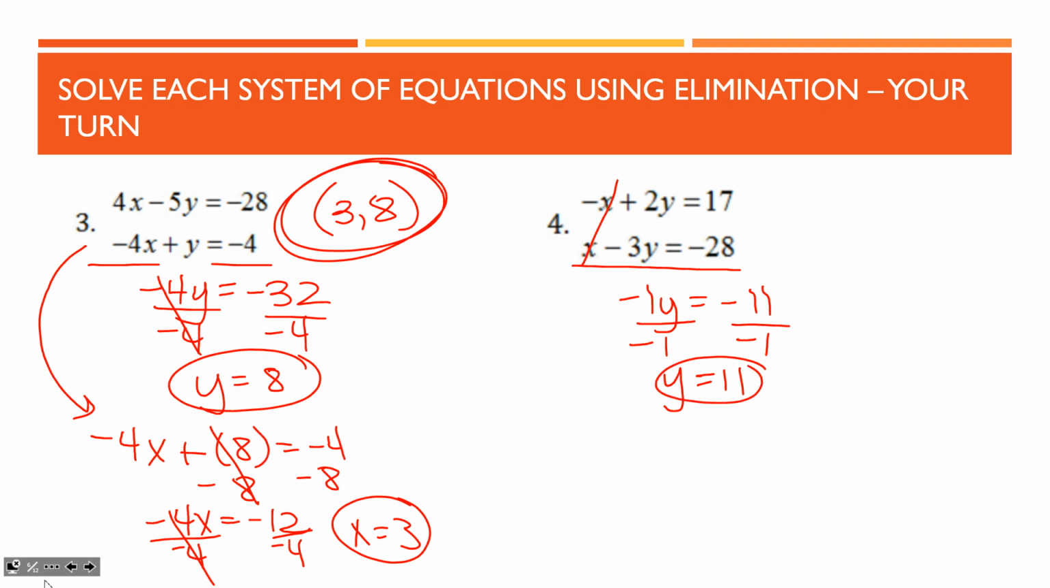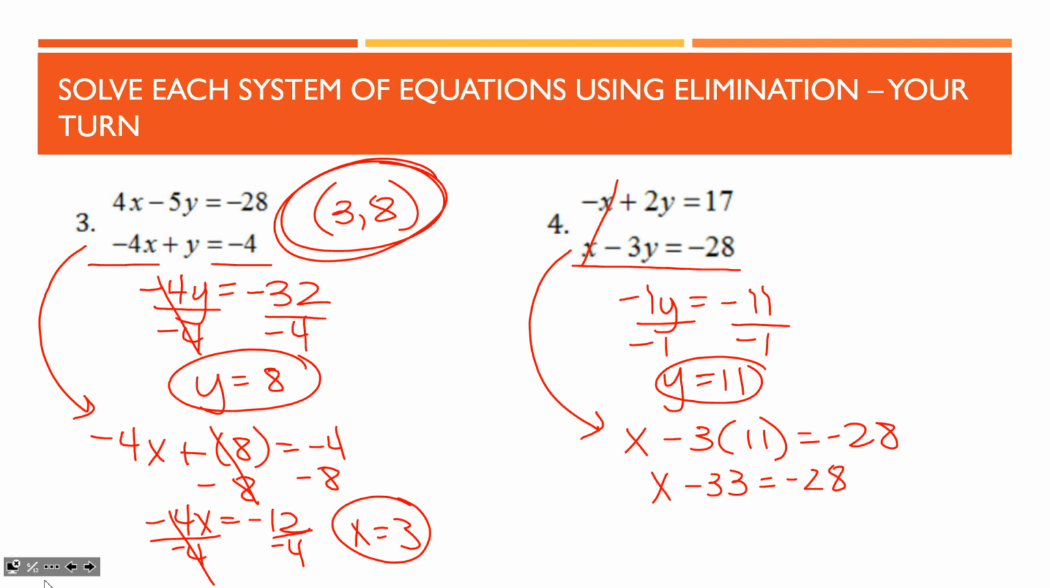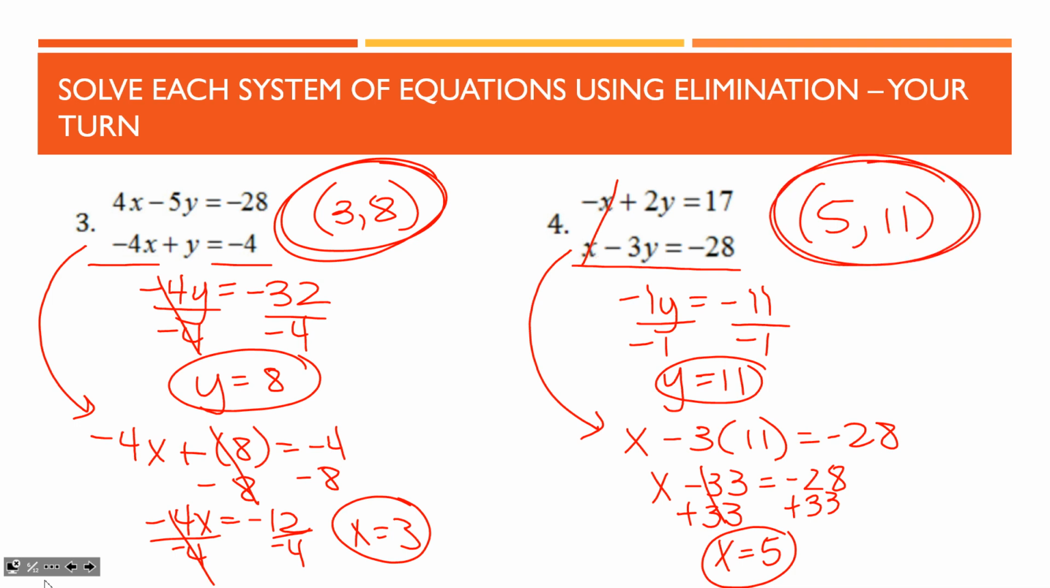So now I have my y. Now I need to plug back in and get my x. I'm going to, again, just plug into the bottom equation. Doesn't matter. You can plug into the top one, and you'll still get the same answer. But x minus 3 times 11 equals negative 28. And then negative 3 times 11 is negative 33, right? And then to get x by itself, I have to add 33. And so negative 28 plus 33 is positive 5. So my solution here is 5, 11. That's the point where these two lines would intersect.